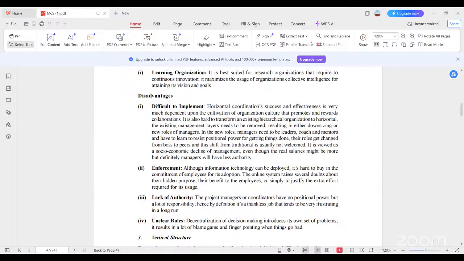So basically, this horizontal organization is best suited for innovation driven environments, knowledge based industries, and research and development. However, no doubt, they require a strong organization culture at the same time. There must be mutual trust, and mature and responsible employees should be there. So many modern organizations try to adopt a hybrid structure, combining hierarchy for control and horizontal for innovation.